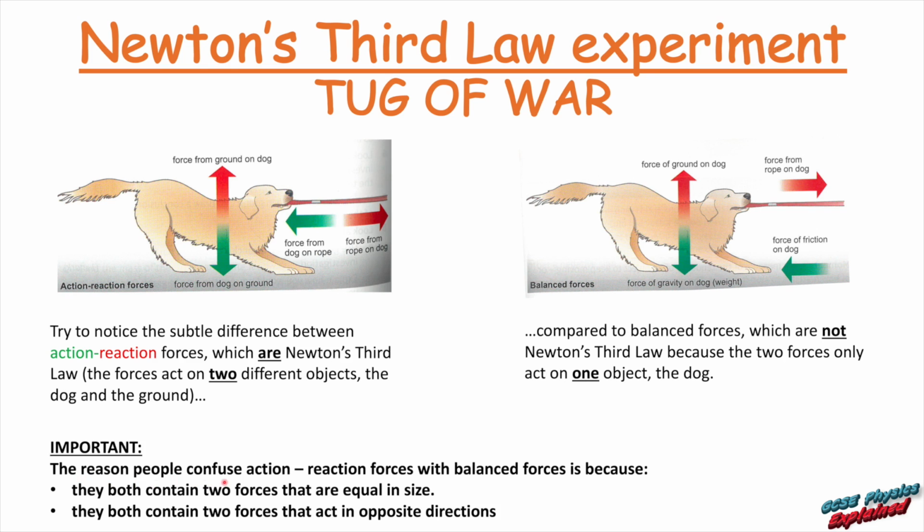So the reason people confuse action-reaction forces, Newton's third law, with balanced forces is because they both contain two forces that are equal in size and they both contain two forces that act in opposite directions. So the only subtle difference between balanced forces and action-reaction forces is with action-reaction forces, Newton's third law, two objects are involved. Whereas with balanced forces, there's only one object involved.